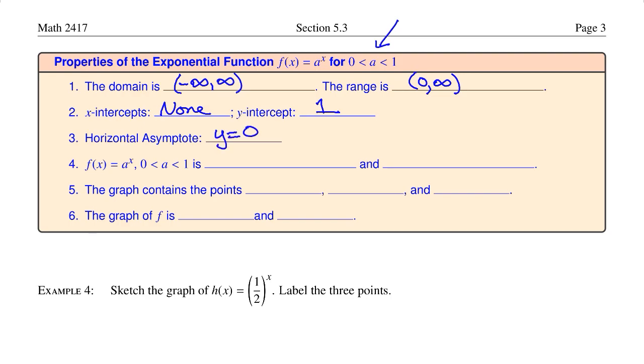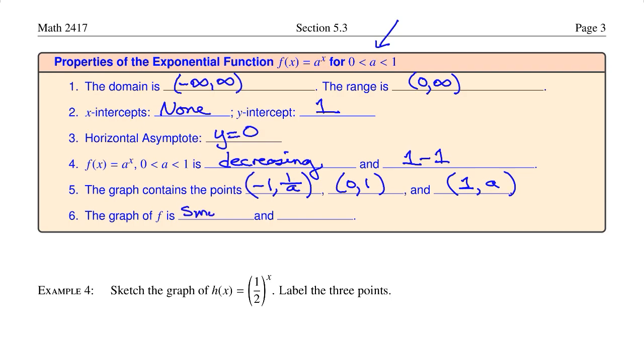And then here's where we get the change. f of x equal to a to the x for a between 0 and 1 is the decreasing exponential. It's still one-to-one. The graph still contains those 3 points, (-1, 1/a), (0, 1), and (1, a). And the graph of f is still smooth and continuous.